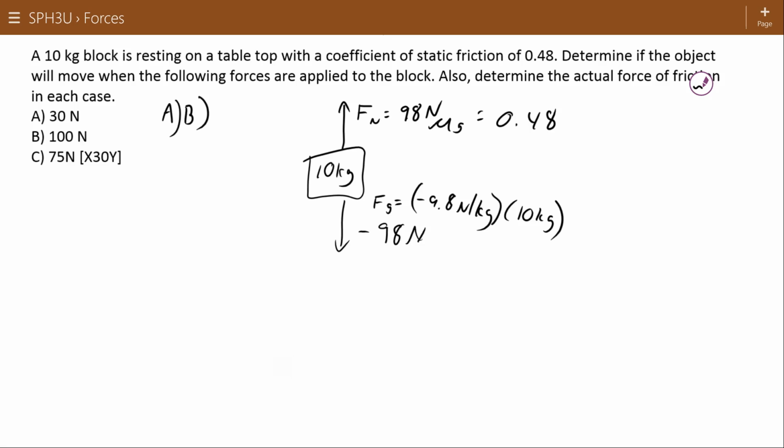So then you're going to push on the side of this block with either 30 newtons, we'll focus on A first, and then in B we'll push with 100 newtons. And the question is, is the force of friction able to be big enough to keep that from moving? Our formula for the force of friction says that it's less than or equal to 0.48 times 98 newtons.